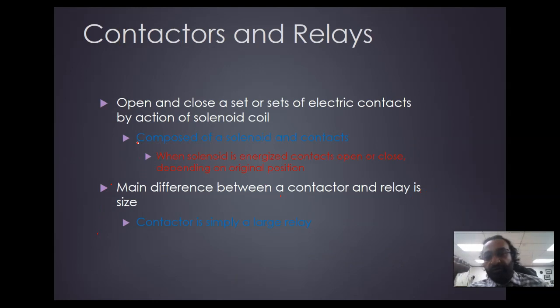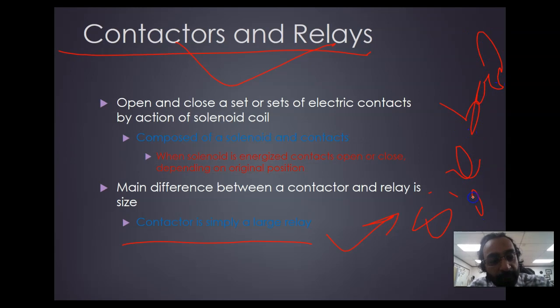Again, contactors and relays, we will spend a week talking about those, and they open and close a set of contacts inside a circuit. And there are three components of any contactor and relay: coil, armature, and contacts. So what is the difference between a contactor and a relay? They are basically the same. The only difference is the size. A contactor is simply a large relay. When we say large, it means size based on amperage.